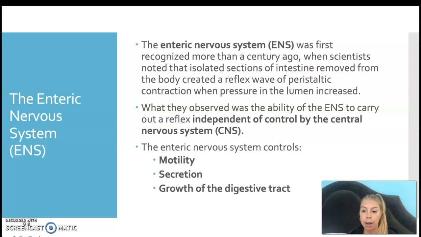So what they observed really was the ability of the enteric nervous system to carry out a reflex independent of control by the central nervous system. So the enteric nervous system can create reflexes without the help of the central nervous system. And the enteric nervous system is in charge of three main functions: motility in the digestive system, secretion in the digestive system, and growth of the digestive system.